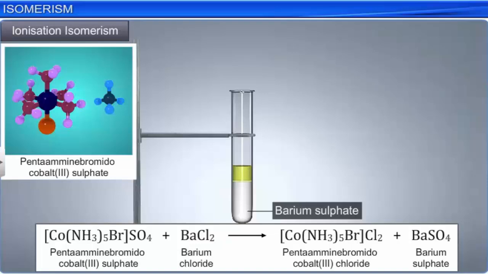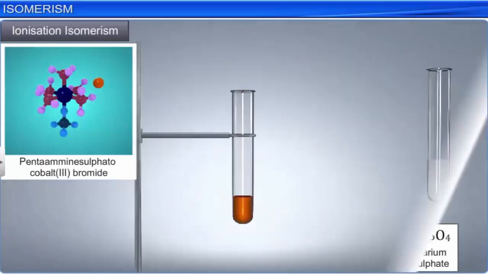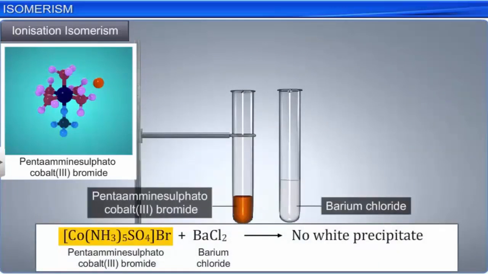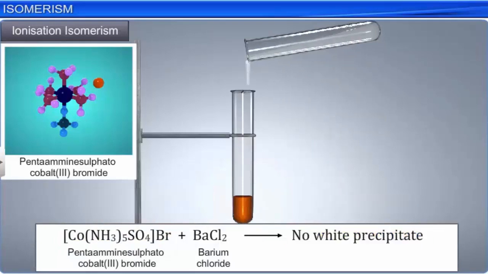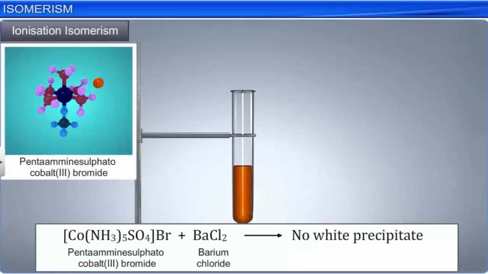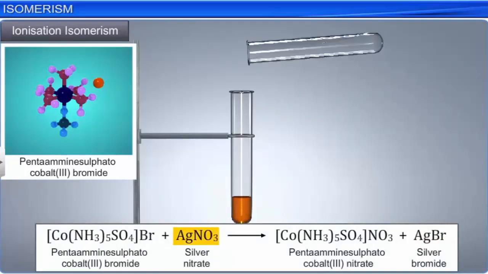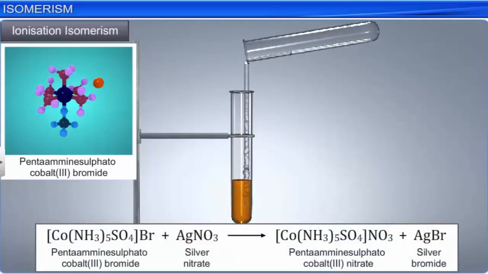It does give a pale yellow precipitate of silver bromide with silver nitrate, confirming the presence of free bromide ions. Other examples of ionization isomers are tetraamine dichloridoplatinum(IV) bromide and tetraamine dibromidoplatinum(IV) chloride.